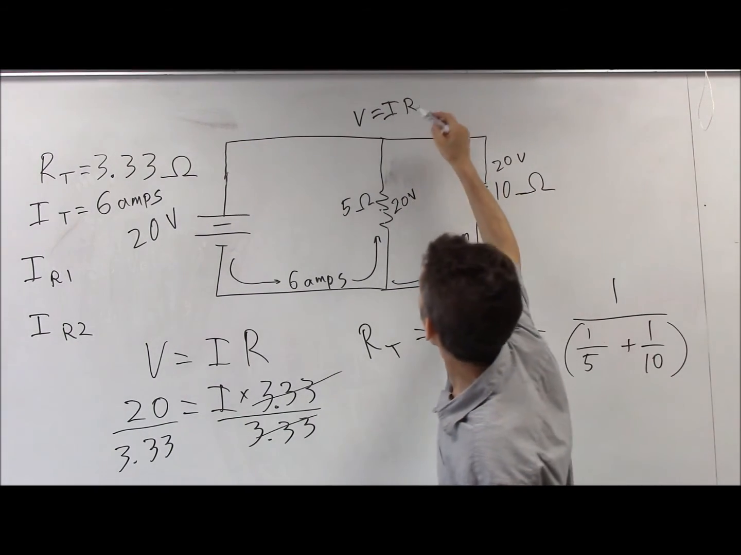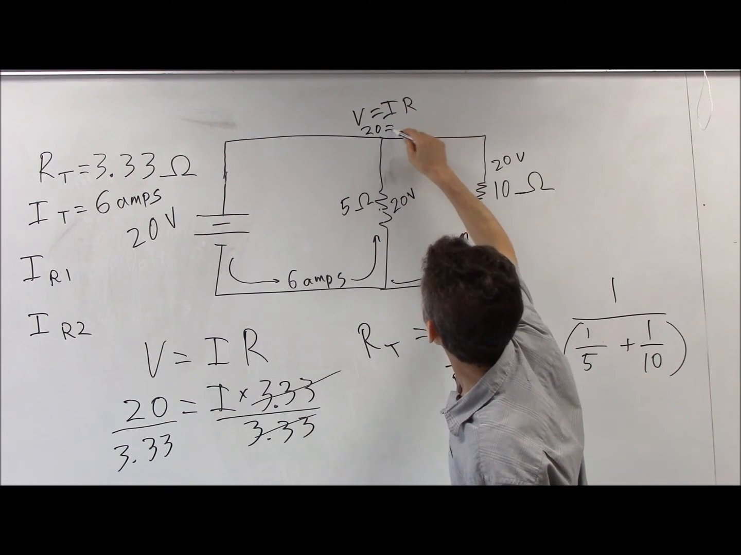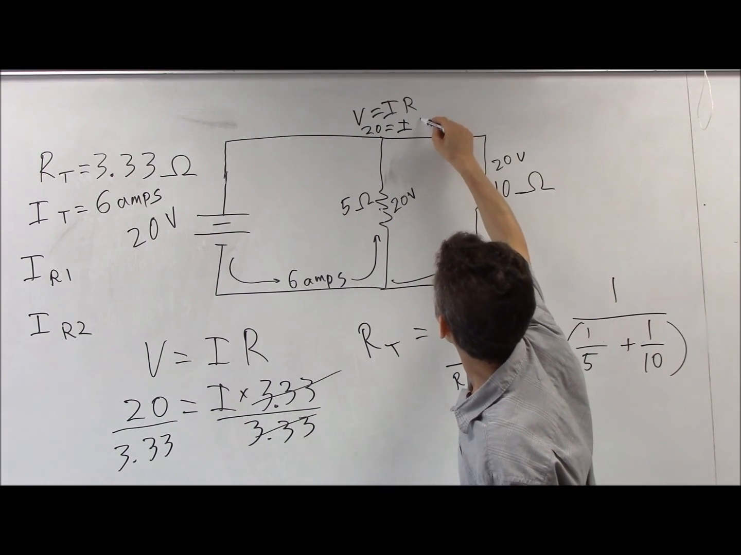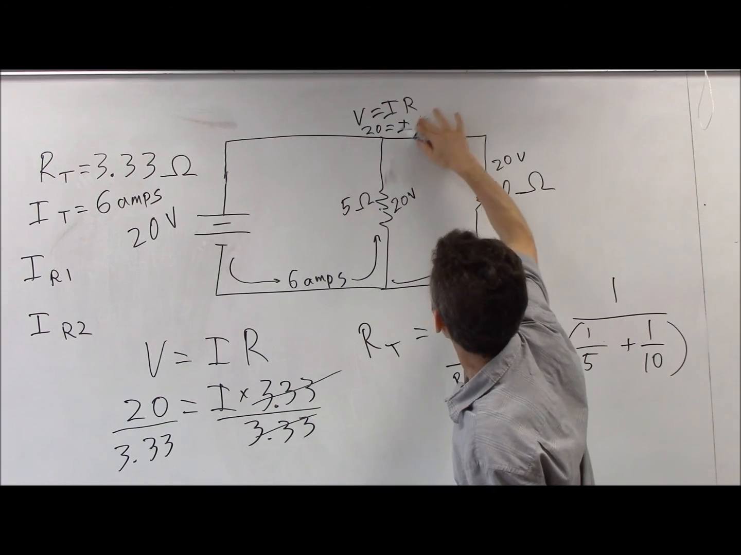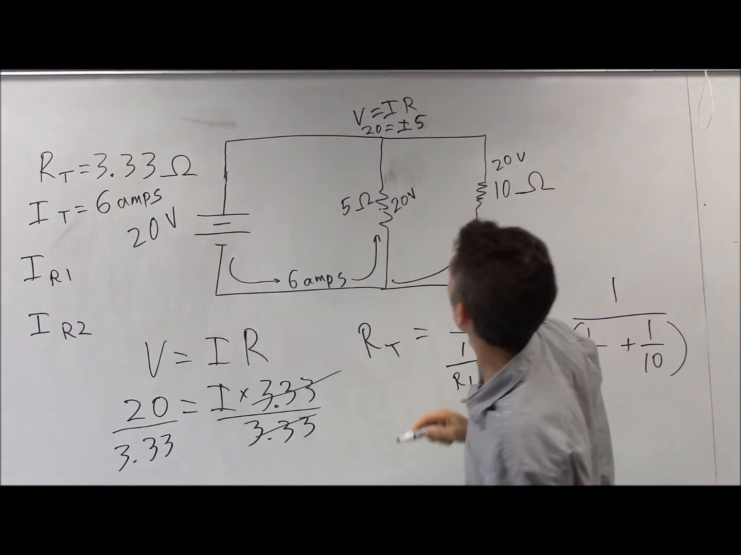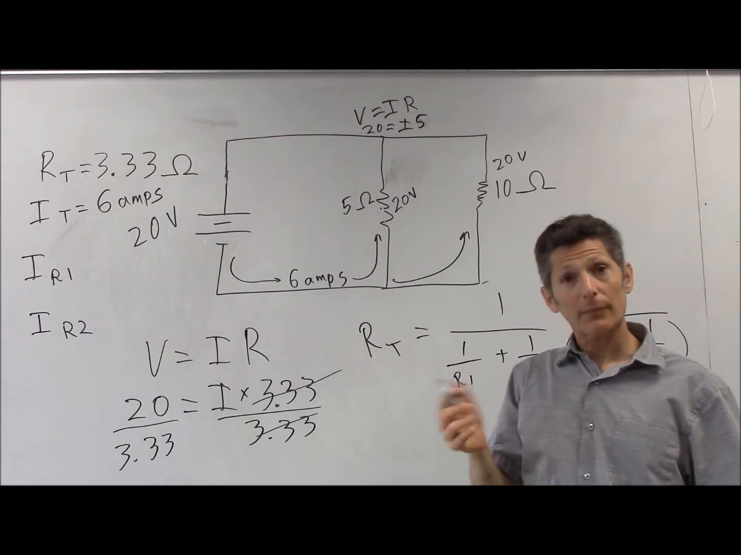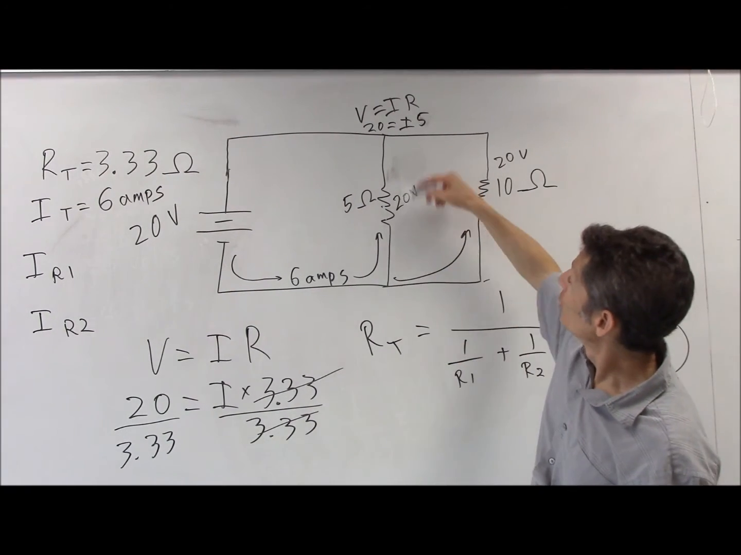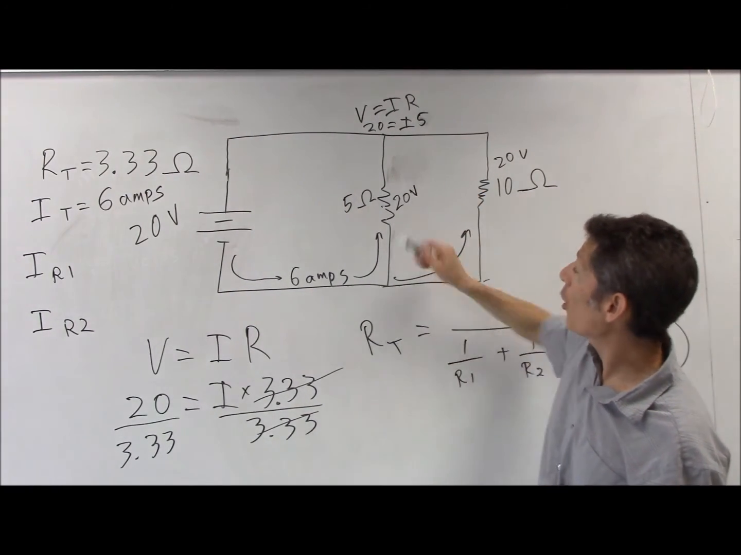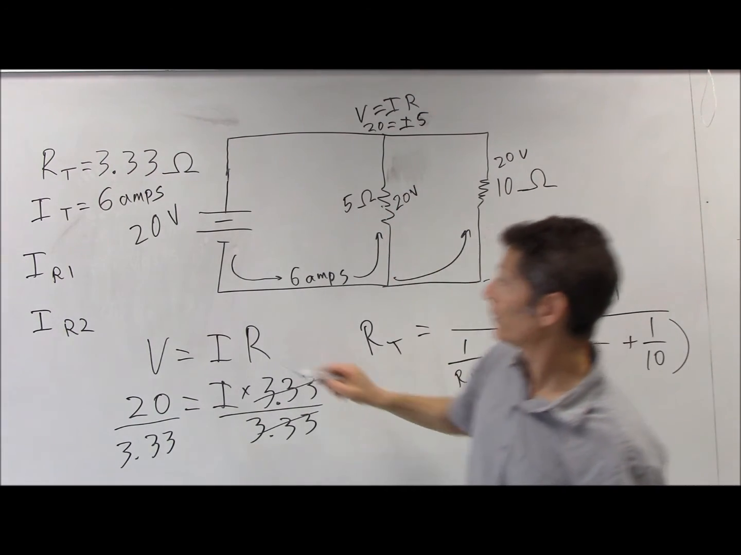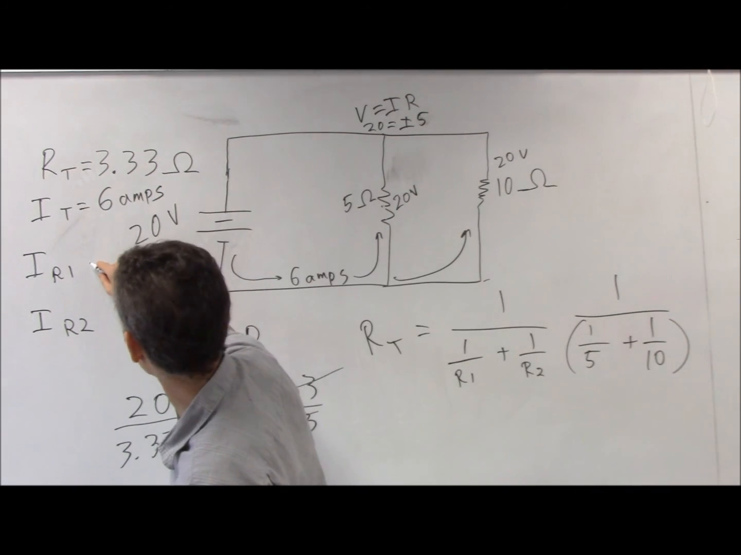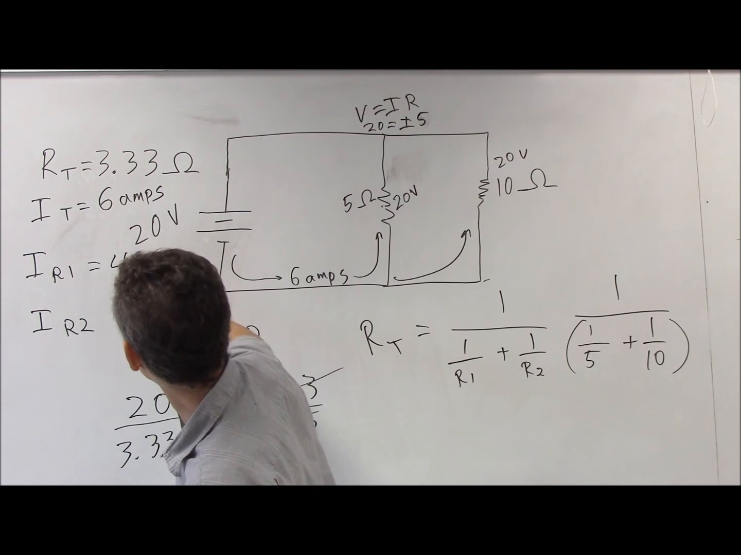So V equals IR. 20 equals, I don't know what I is, but I know that the resistance is 5. So 20 divided by 5 is 4. Okay, so 4 is my current going through this resistor. And you're calling that your first resistor. That is correct. 4 amps.